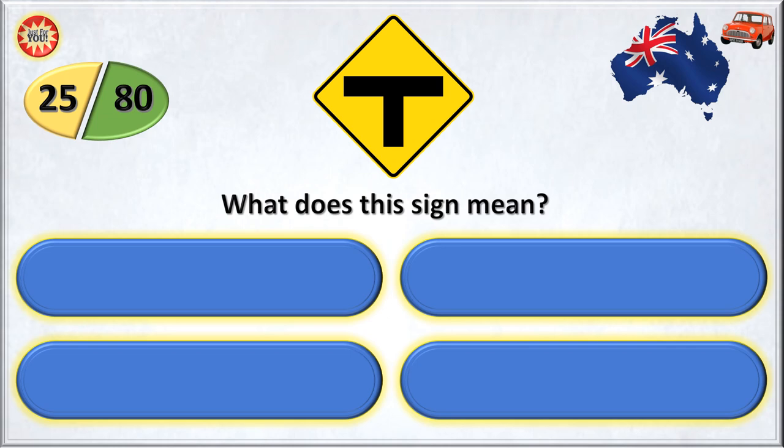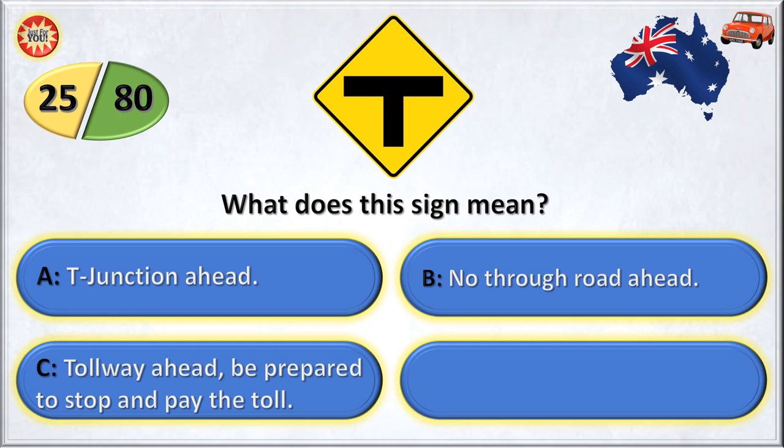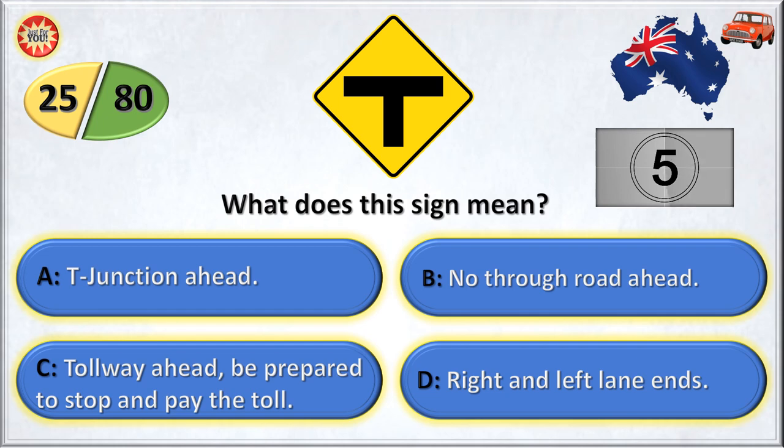What does this sign mean? T-junction ahead. No-through road ahead. Tollway ahead, be prepared to stop and pay the toll. Right and left lane ends. T-junction ahead.